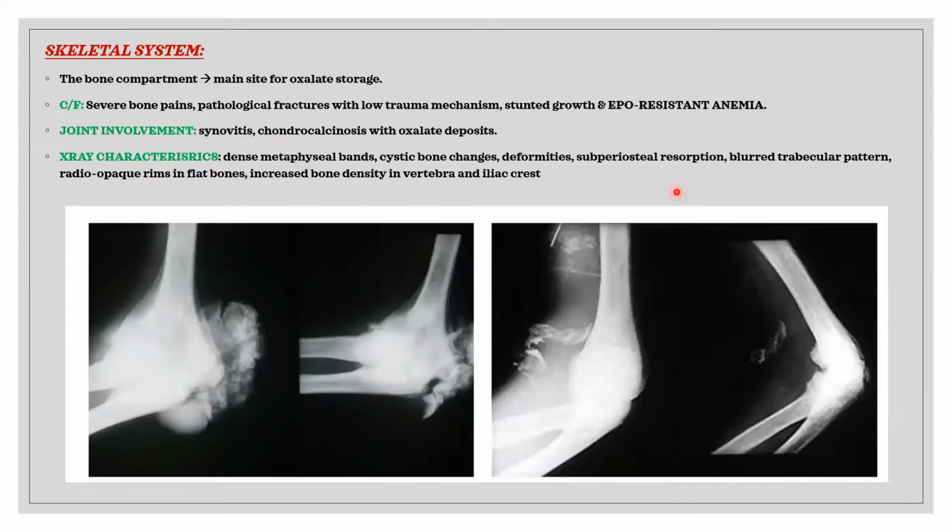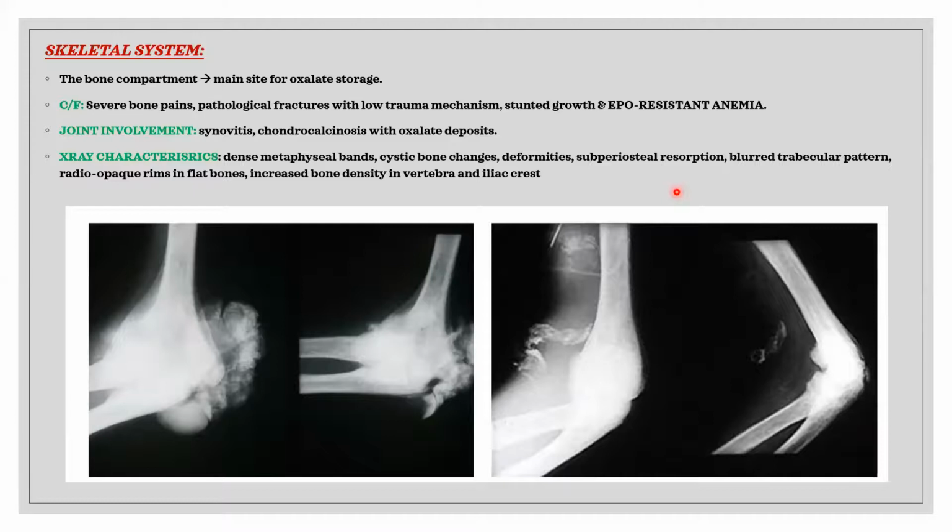Coming to skeletal system involvement, the bone compartment is the main site for oxalate storage. They can present with severe bone pains, pathological fractures with low trauma mechanism, stunted growth, or even erythropoietin resistant anemia. Joint involvement can be synovitis, chondrocalcinosis with oxalate deposits. X-ray characteristics are variable.